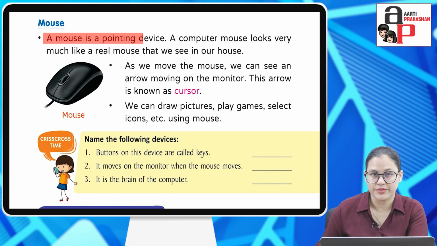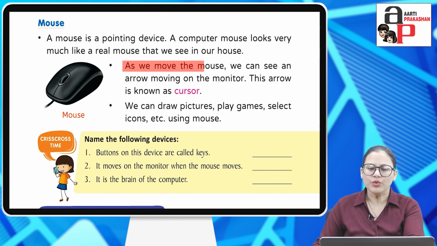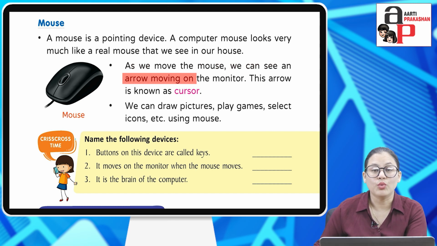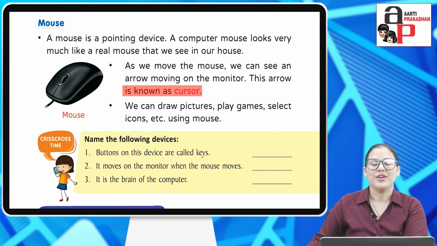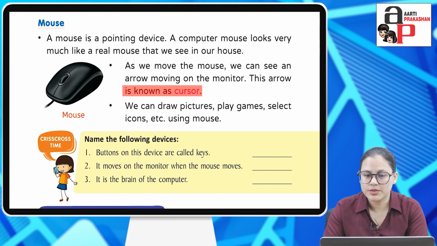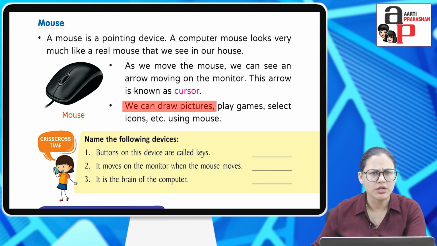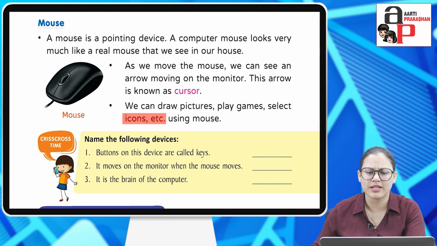Now, next part is mouse. A mouse is a pointing device. The computer mouse looks very much like a real mouse that we see in our house. As we move the mouse, we can see an arrow moving on the monitor. This arrow is known as the cursor. That is why it is called a mouse. We can draw pictures, play games, select icons, etc.